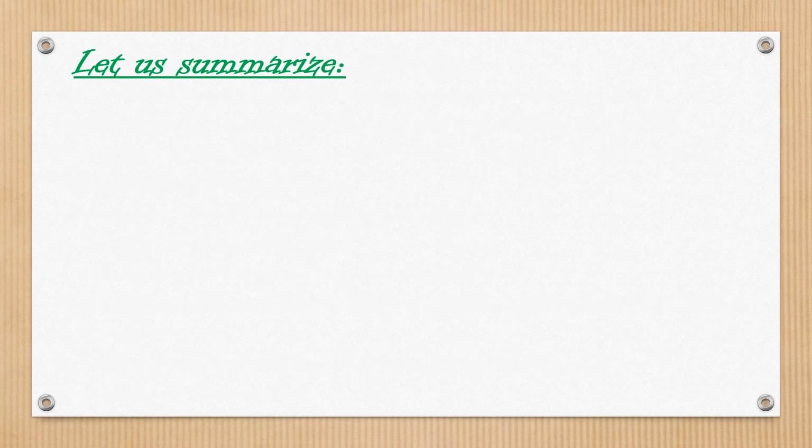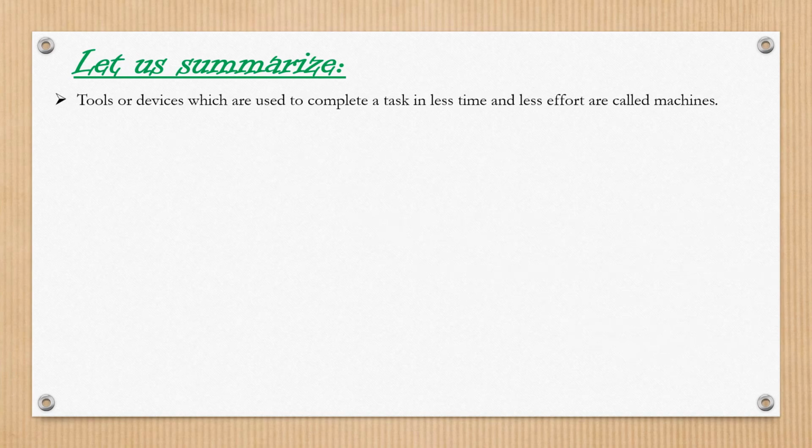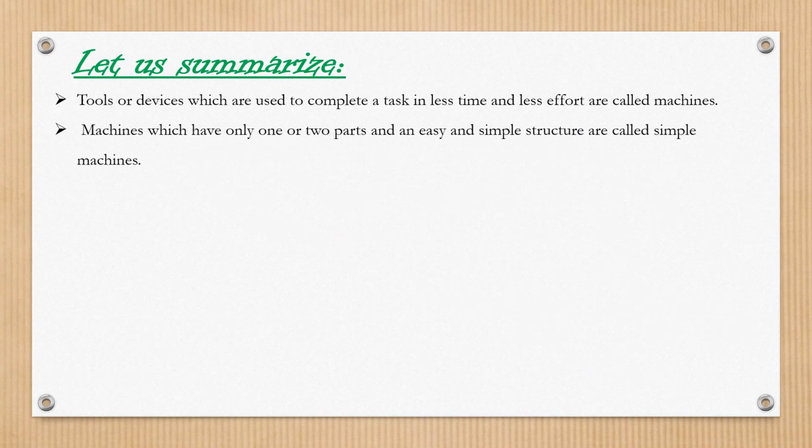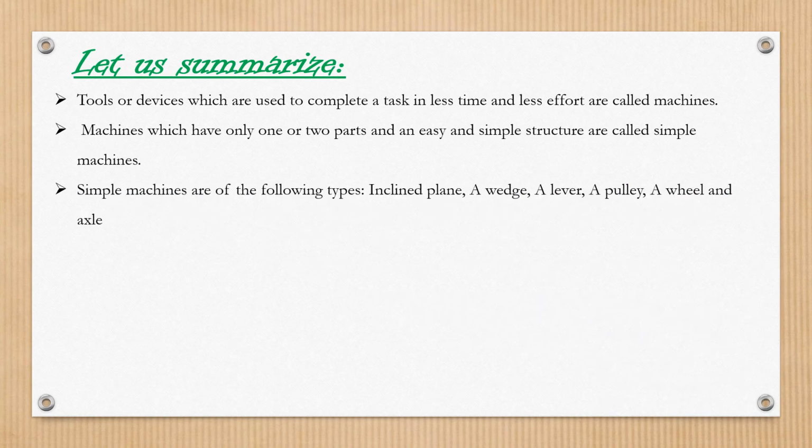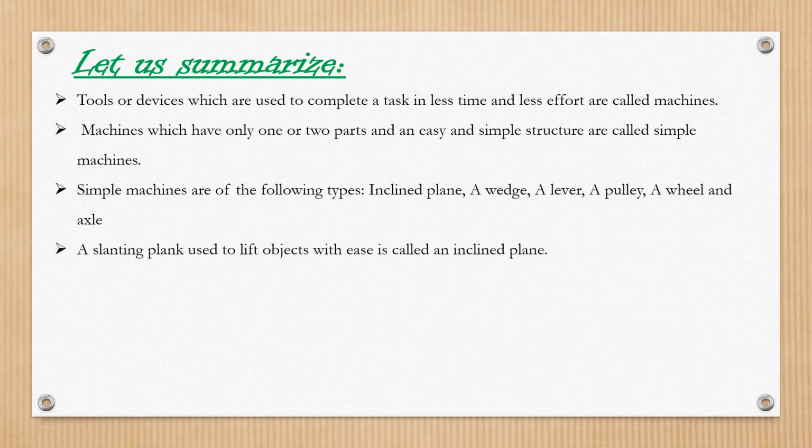So students, this was the end of the chapter. Now let us summarize what we have learned. So we learned that tools or devices which are used to complete a task in less time and less effort are called machines. Machines which have only one or two parts and an easy and simple structure are called simple machines. And simple machines are of the following types: inclined plane, wedge, lever, pulley, wheel and axle. A slanting plank used to lift objects with ease is called an inclined plane.